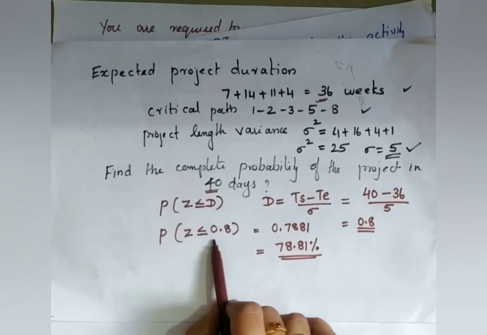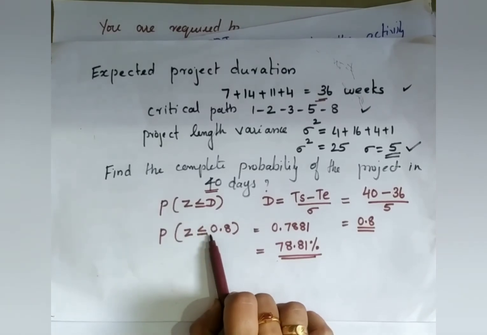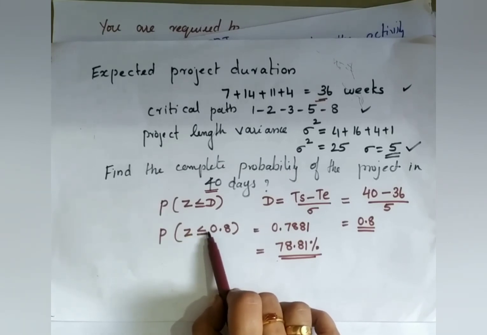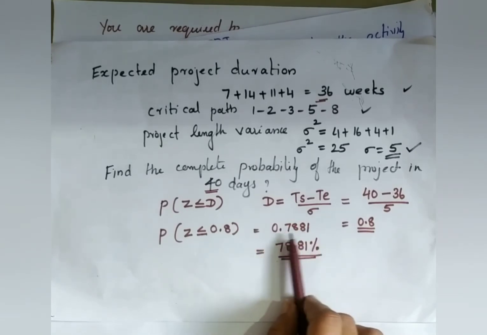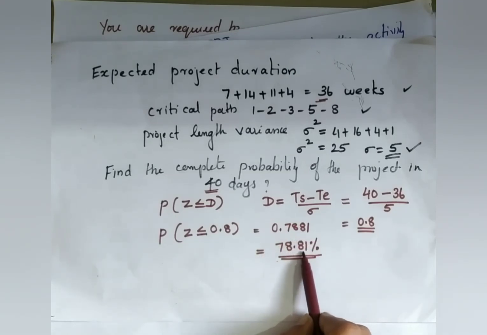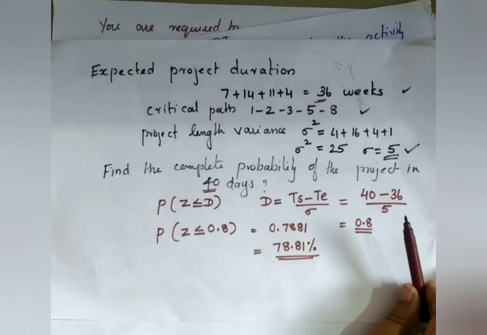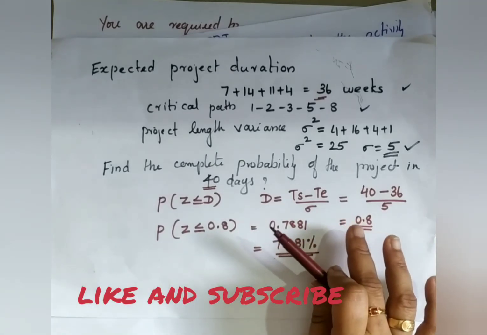Up to here you already know how to get the Z value from the normal distribution table. From that you get 0.7881. And after getting this, if you have to find it as a percentage, it is 78.81 percent. This is it. So if you know PERT, it is very easy to get this. The only thing is you have to remember some of the formulas.